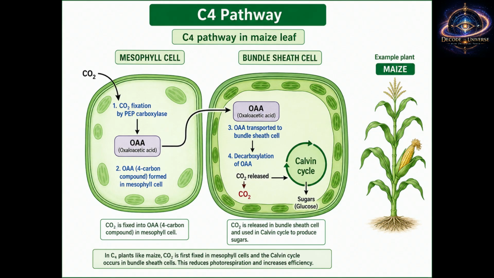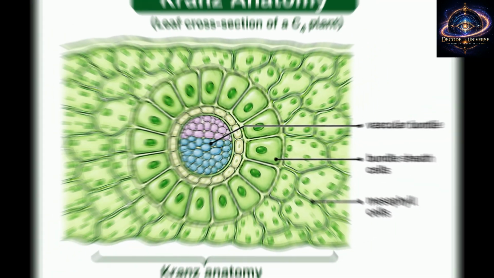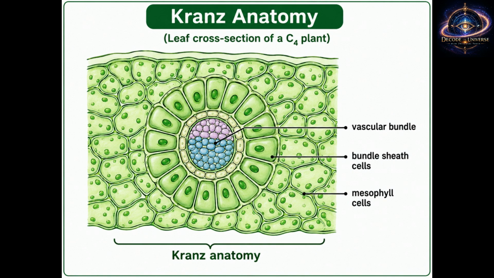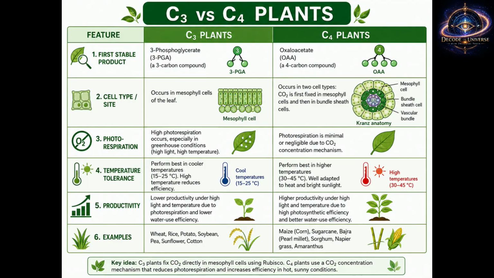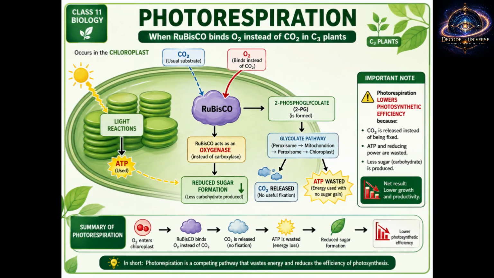Q13. What is Calvin cycle? Calvin cycle is the carbon fixation pathway where CO2 is converted into sugars using ATP and NADPH. Q14. What is RuBisCO? RuBisCO is the enzyme that fixes CO2 with RuBP in the Calvin cycle. It also shows oxygenase activity. Q15. How many ATP and NADPH are required to make one glucose molecule? To make one glucose molecule, 6 turns of the Calvin cycle are required. It needs 18 ATP and 12 NADPH.